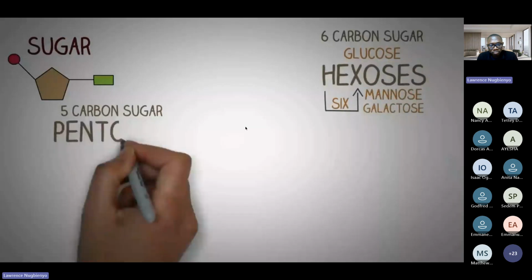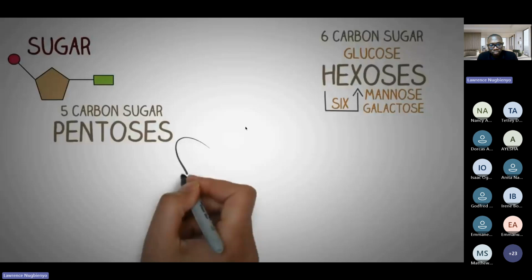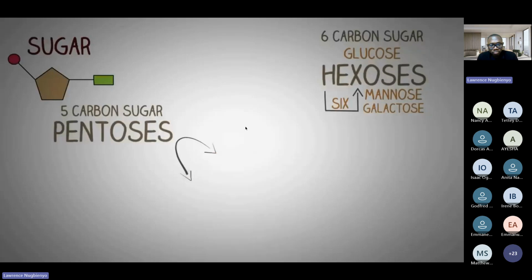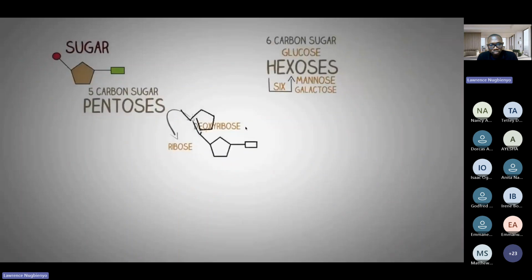Similarly, 5 carbon sugars are called pentoses, the word pent meaning 5. There are different types of pentoses in our body, but the two important types of pentoses that are present inside the nucleic acids are the ribose and the deoxyribose. So this is a simplified structure of the sugar present inside the nucleotide.